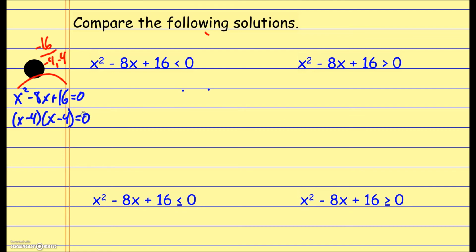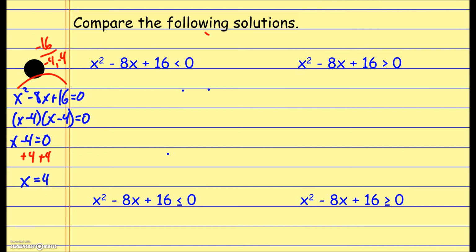And then I would set each factor equal to 0. I would do x minus 4 equals 0, and if I was a crazy person, I'd set x minus 4 equals 0 again. But of course, that's going to give me the same thing, so why bother writing it down a second time? Here I add the 4 to each side, so I'm just going to get one solution: x equals 4.